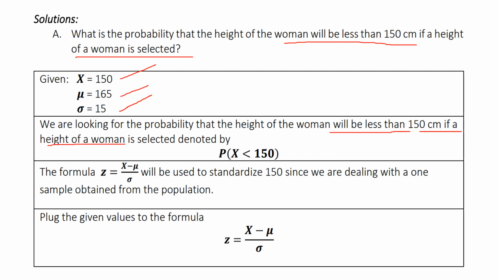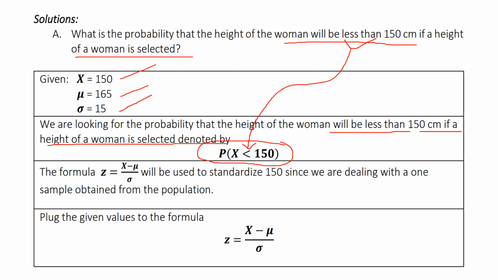Height of a woman is selected, denoted by, so we use this probability notation: P of x is less than 150, because we're looking for the probability that the height of the woman will be less than 150 cm. So we simply apply this probability notation, P of x, which is your raw score, is less than 150. There is a keyword here, less than, so we need to convert these words into symbols.